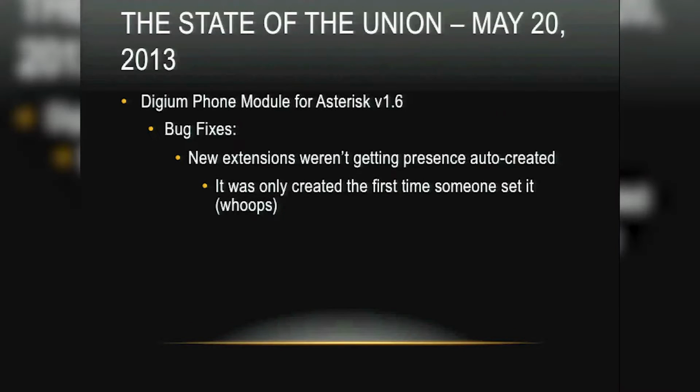So May the 20th, earlier this year, was the last time we did a release. On that date, we did the Digium phone module for Asterisk 1.6. What did we do there? We did some bug fixes. The first thing we fixed, new extensions that you create on the system, well, they weren't getting their presence auto-populated, and that was kind of crummy because when somebody would boot up a phone for the first time and you've got them as a contact on the system, you didn't know what their presence was until they actually set it on their phone. And that's just, that's no fun.